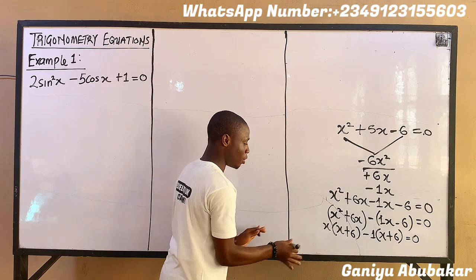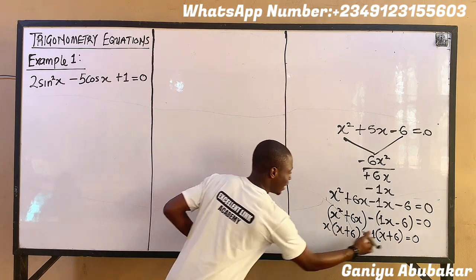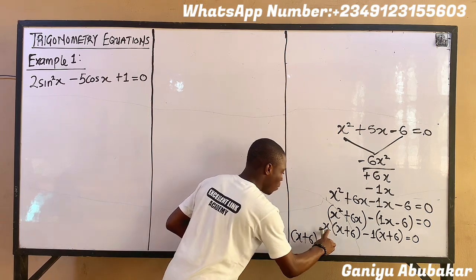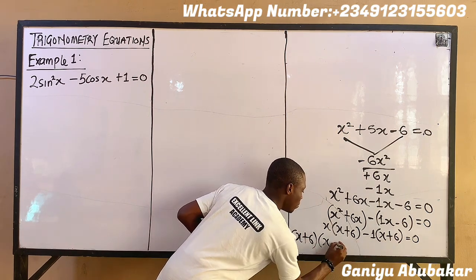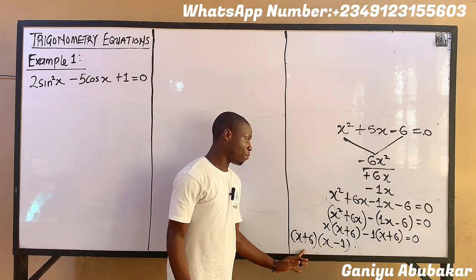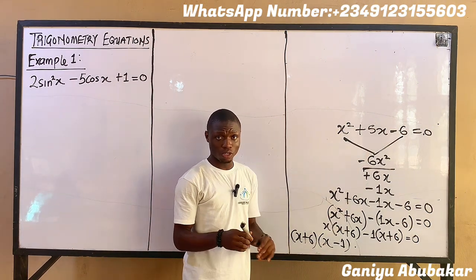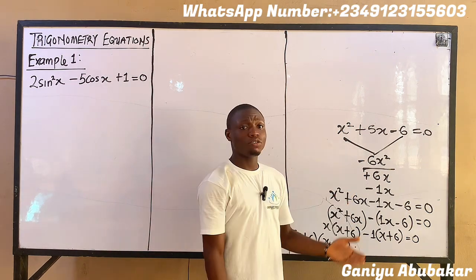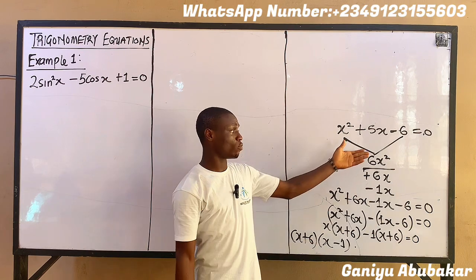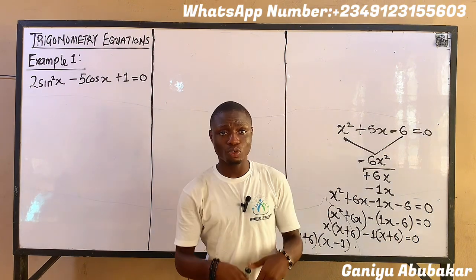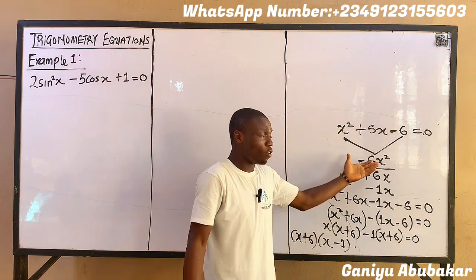So my answer here becomes two things. These two brackets are the same, so bring out x plus 6. Next, I'll pick out this x and minus 1. So it becomes my two factors for this quadratic equation. By the way, if you want to understand this in depth, I'll drop a link to the tutorial on quadratic equations in the description of this video, to further understand the in-depth of this concept.